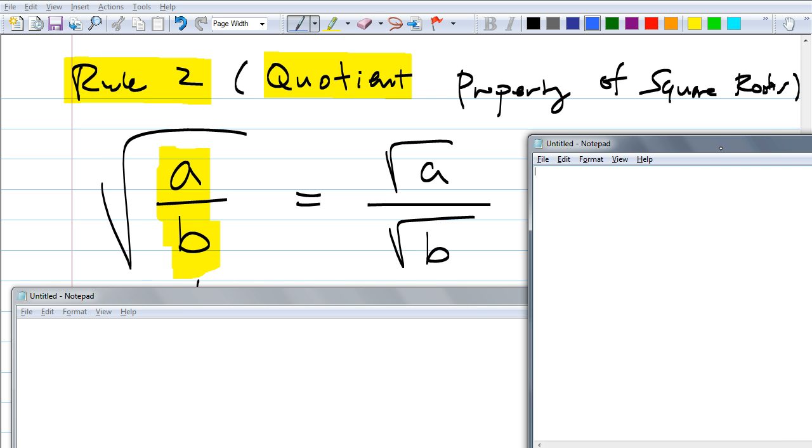Okay? So the square root of a over the square root of b is what this becomes. And knowing this, we could do some simplification.